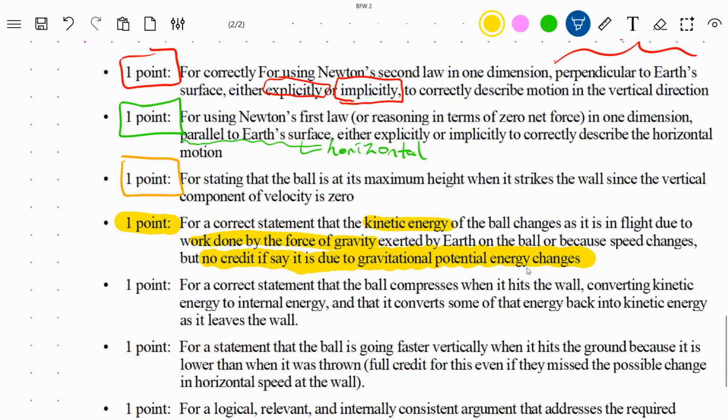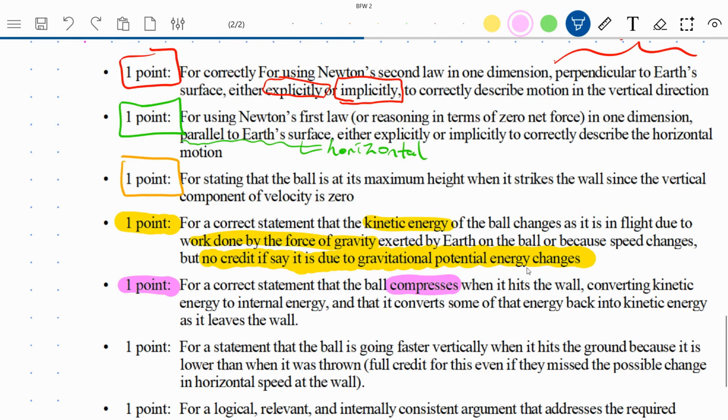Moving on. Let's try a pink highlighter. 1 point for a correct statement that the ball compresses. So this is taking to that greater depth of understanding that this rubber ball is not as idealized as we often assume it to be.